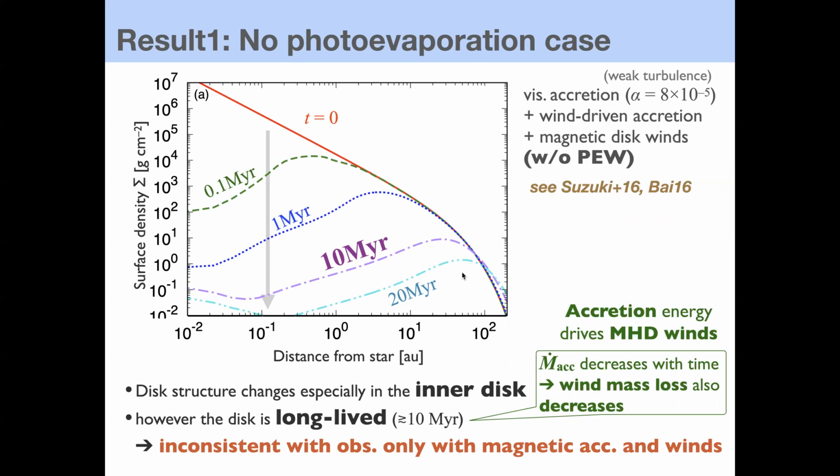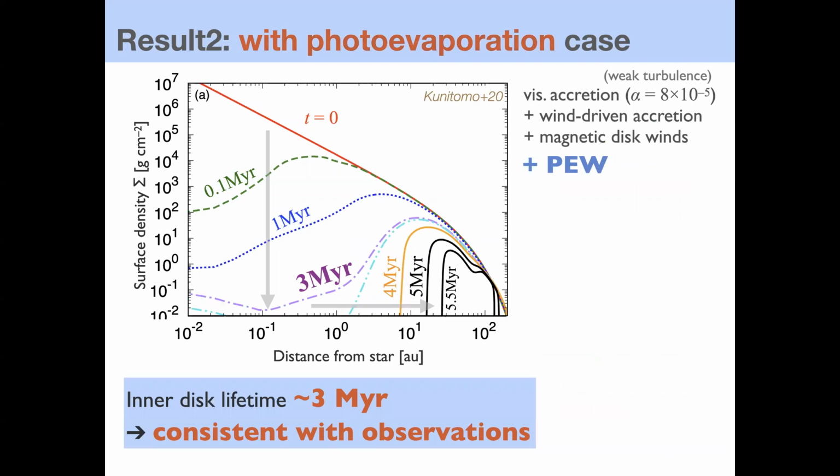This is because MHD winds are driven by accretion energy. So the wind mass loss rate decreases along with the decreasing accretion rate. So we cannot explain the disk lifetime only with the MHD winds and accretion. But we found that disks quickly disperse if we consider both photoevaporation and MHD effects. In this case, the disk lifetime is about 3 million years, which is consistent with observations.